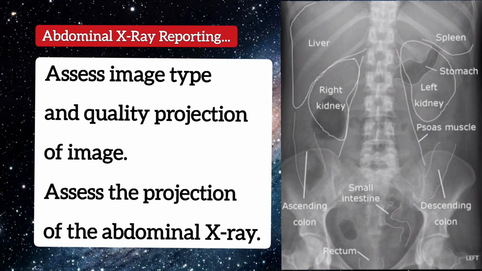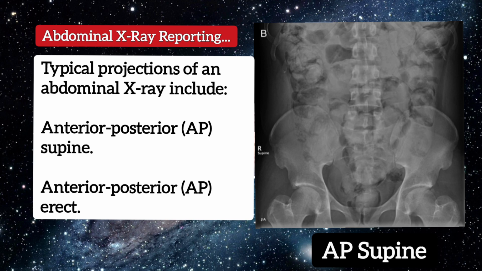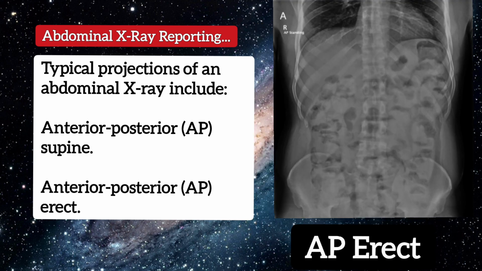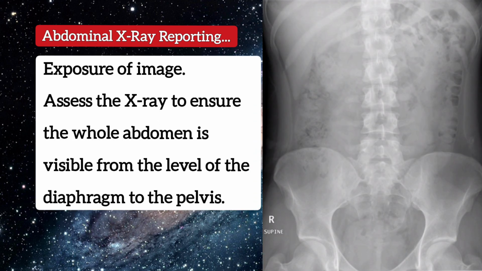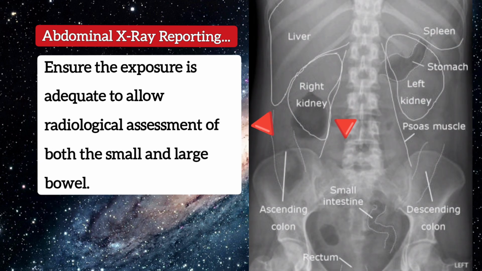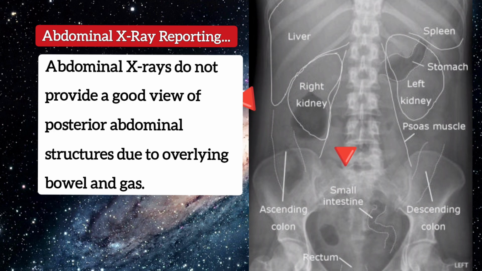Projection of image. Assess the projection of the abdominal X-ray. Typical projections of an abdominal X-ray include anterior-posterior supine and anterior-posterior erect. Exposure of image. Assess the X-ray to ensure the whole abdomen is visible from the level of the diaphragm to the pelvis. Ensure the exposure is adequate to allow radiological assessment of both the small and large bowel.